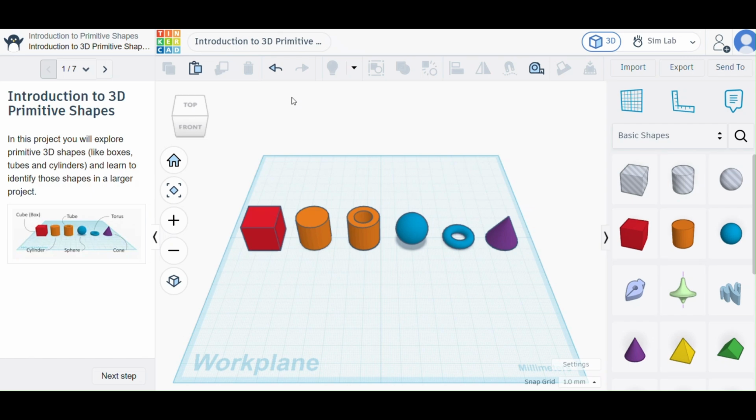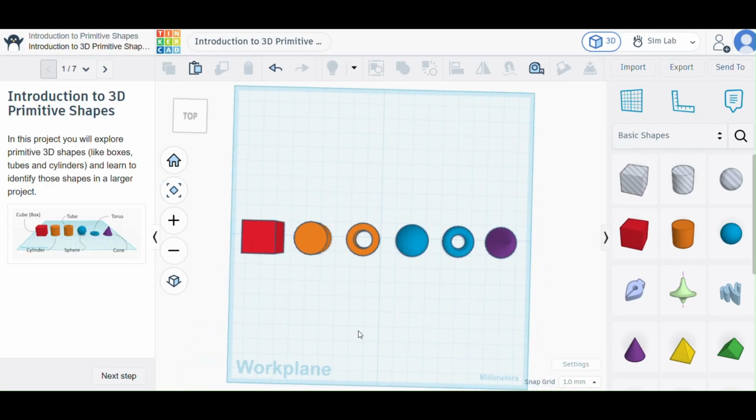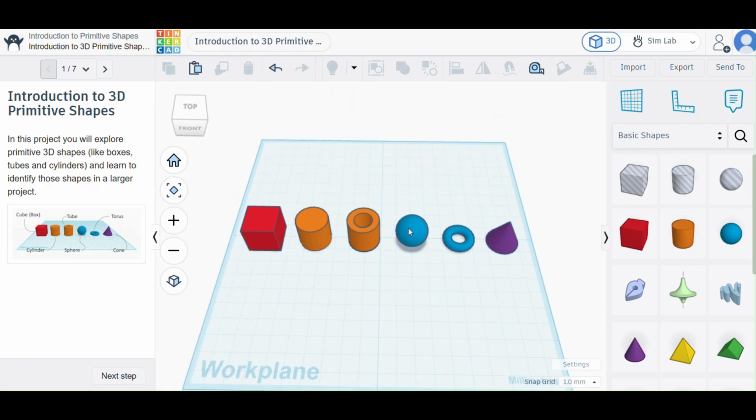Okay, introduction to 3D primitive shapes. Sometimes people in the 3D modeling world will just call these primitives, and they are primitive because they're basic. They're just really basic shapes. You got your cube, you got your cylinder, you got a tube, which is a cylinder with a hole cut out of it, and then you got your sphere, and over here you got a cone. Those ones you're probably pretty familiar with.